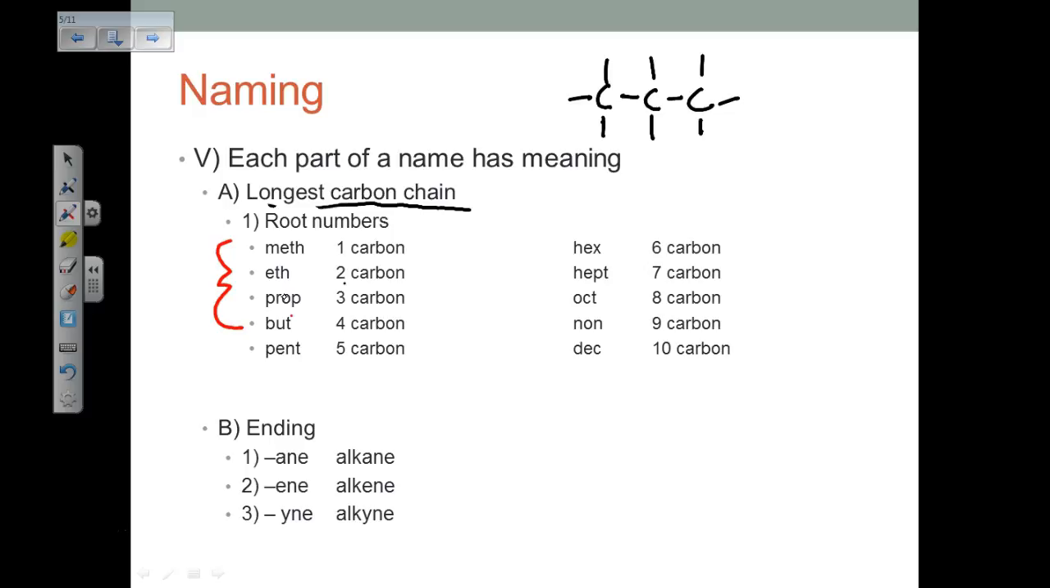And then once we're after 4, then we have all the Greek prefixes: pent, hex, hept, oct, and dec. So I think that those are fairly straightforward.